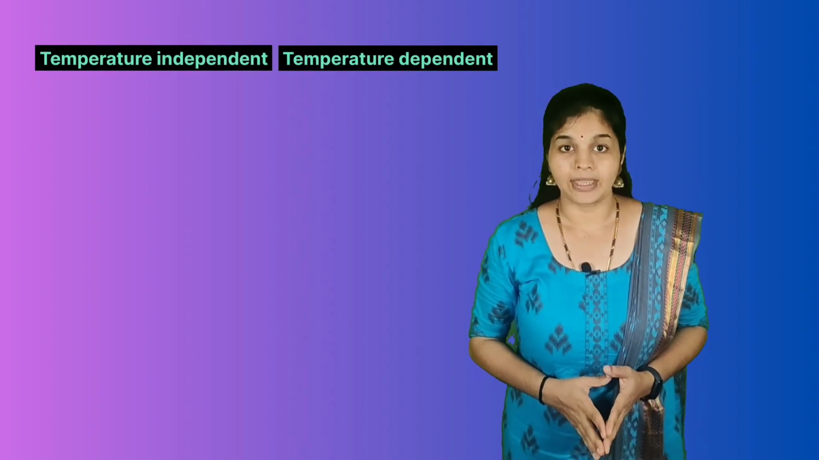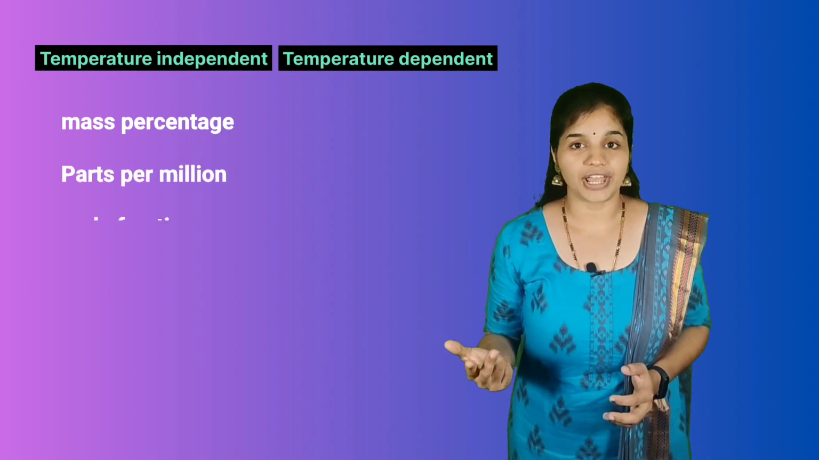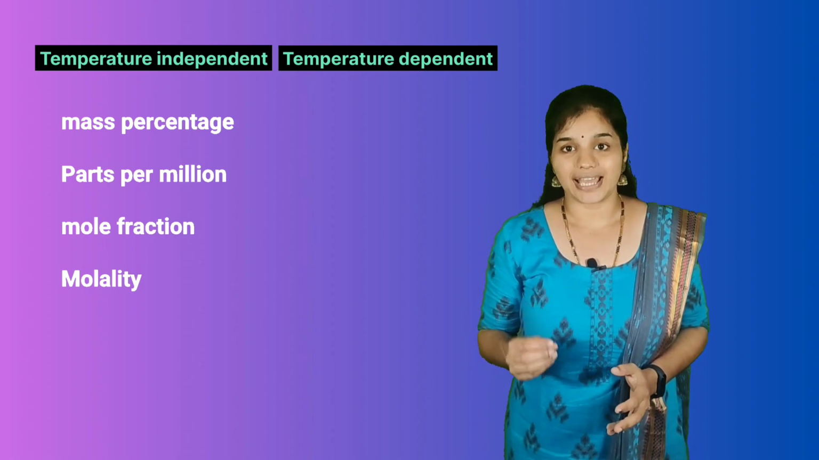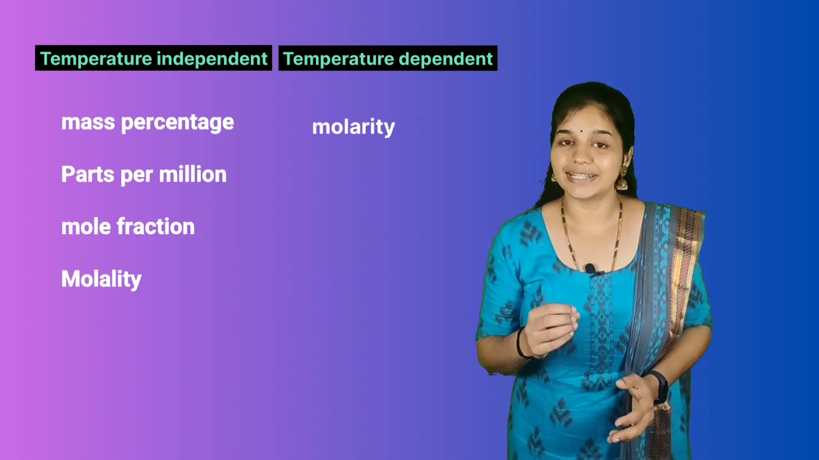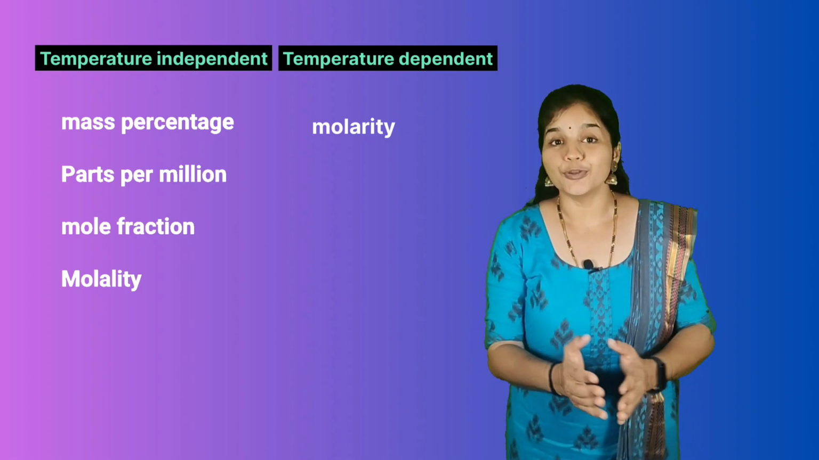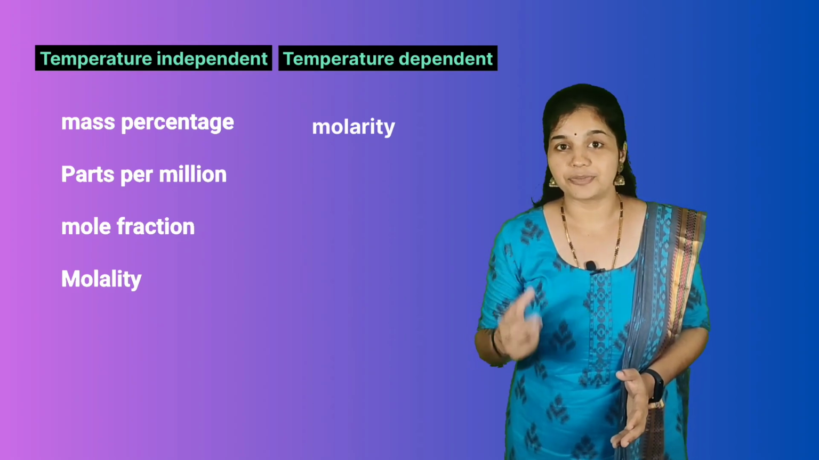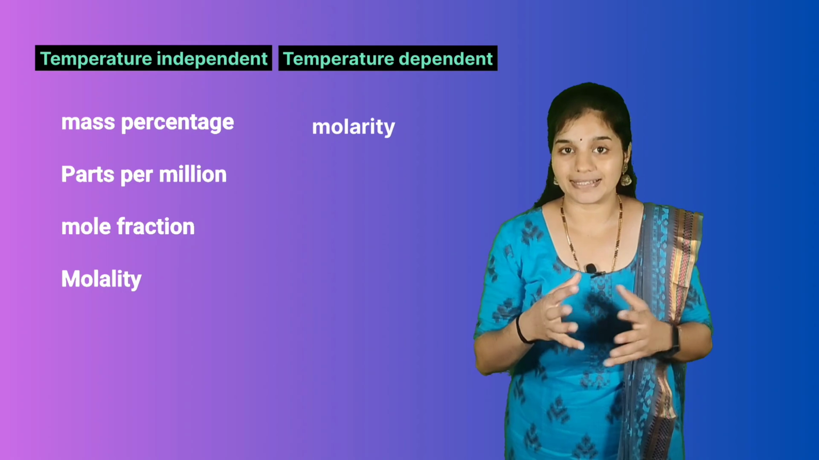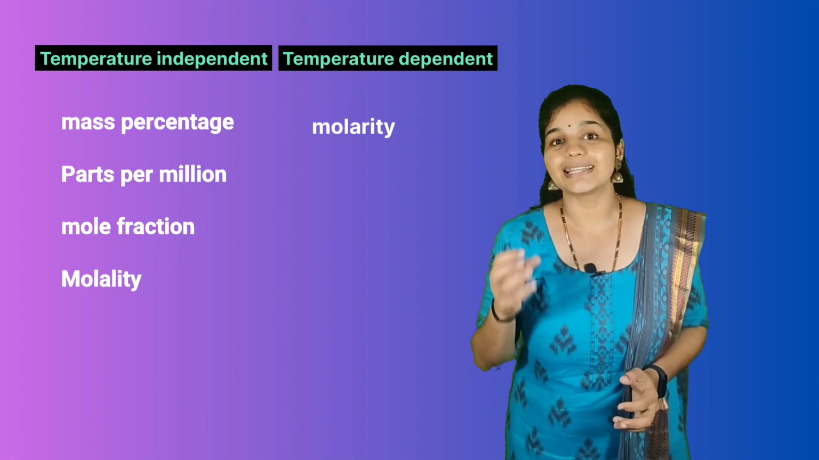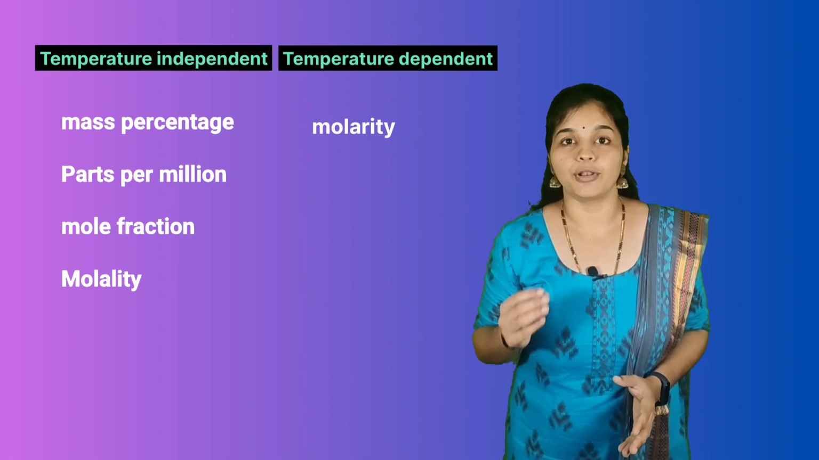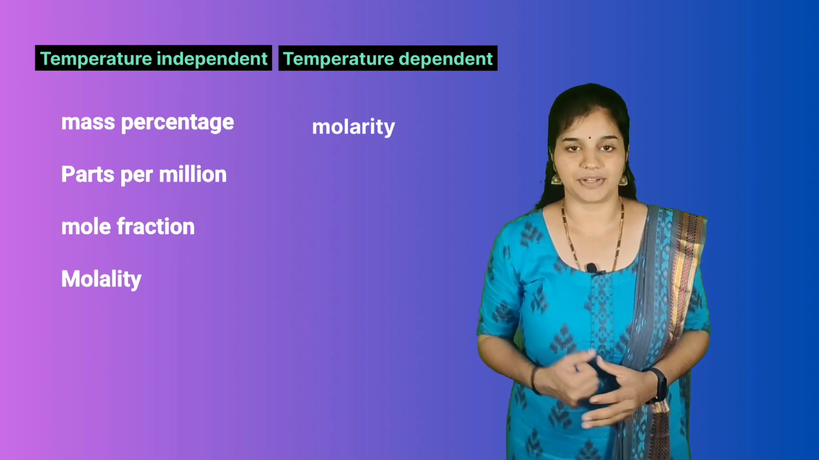So far we have discussed various methods of expressing concentration of solutions. Each method of expressing concentration of solutions has its own merits as well as demerits. Mass percentage, ppm, mole fraction and molality are independent of temperature, whereas molarity is temperature dependent. This is because volume depends on temperature, and mass percentage, mole fraction and molality are expressed in terms of masses, and therefore this mass is independent of temperature.